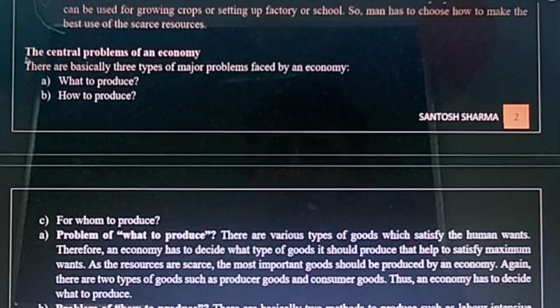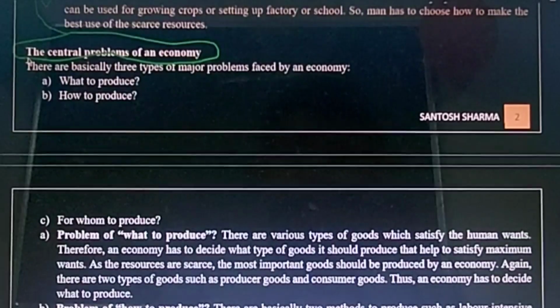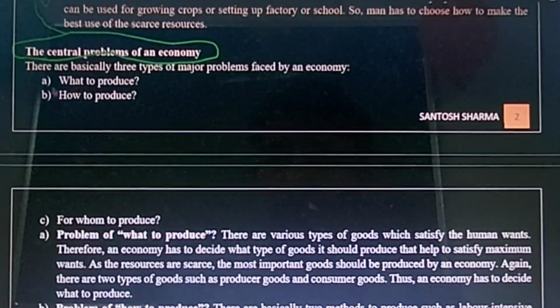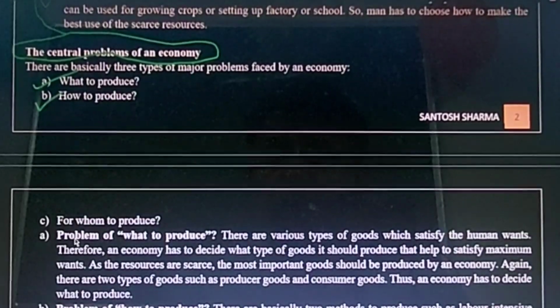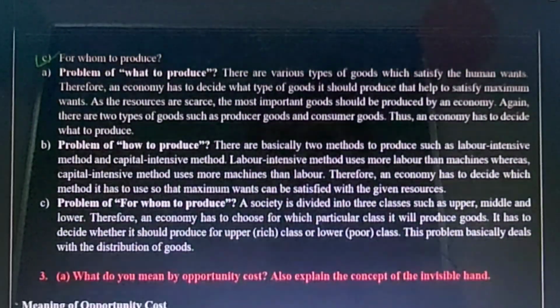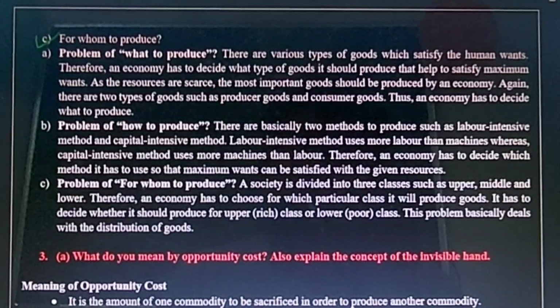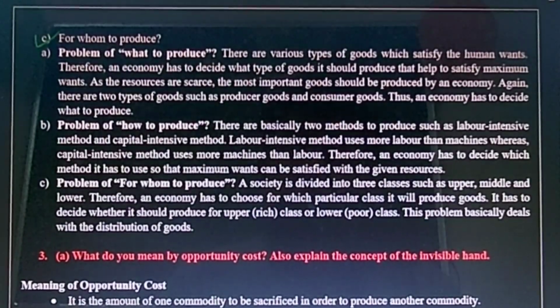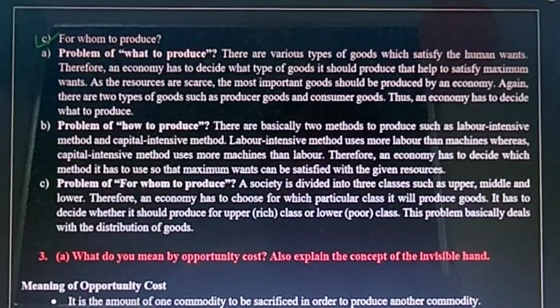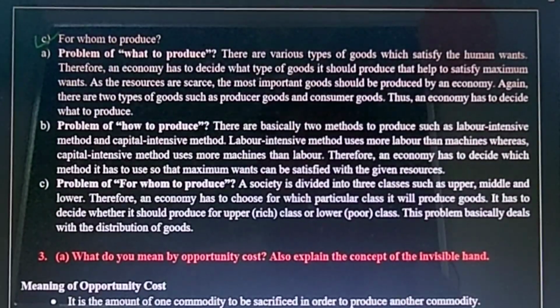And this is the main solution of this question, the central problems of an economy. You have heard about this before also. Three types of problems are there: what to produce, how to produce, and for whom to produce, right? So it is not a new topic for you all, students, so you can write easily about this. What to produce: the economy has to decide what type of products and services it has to produce. Then how to produce, whether it will use latest technology or labor intensive methods. And for whom to produce, whether for rich class, poor class, middle class. So like that you can elaborate.